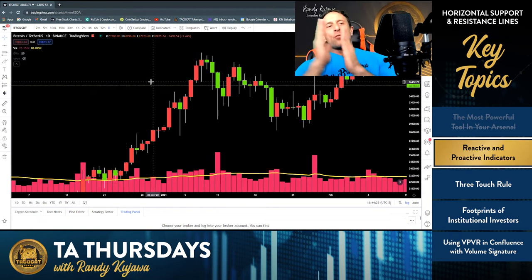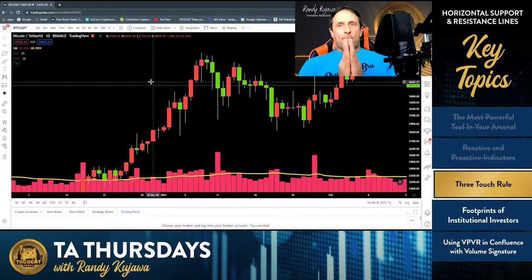So number one rule is usually when you're going to be drawing a horizontal support and resistance line, it's a three touch rule. In my opinion, if it does not touch three times, it doesn't have enough validity. The more times it touches, the more validity that it has.